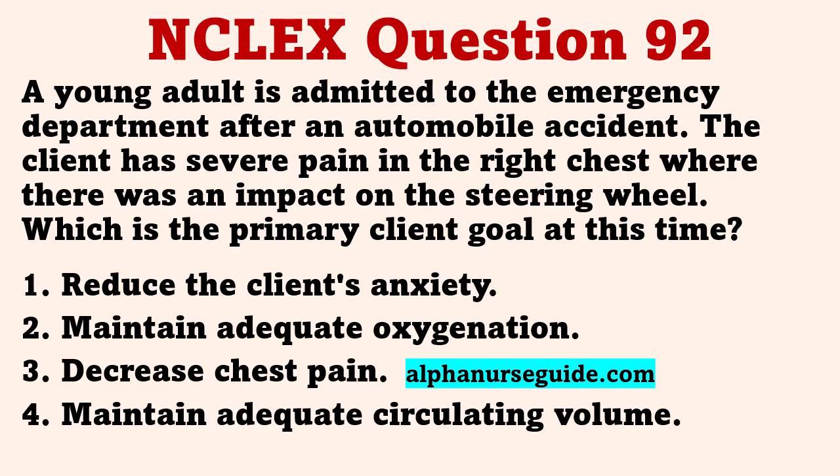The correct answer is 2. Blunt chest trauma may lead to respiratory failure, and maintenance of adequate oxygenation is a priority for the client. Decreasing the client's anxiety is related to maintaining effective respirations and oxygenation. Although pain is distressing to the client and can increase anxiety and decrease respiratory effectiveness, pain control is secondary to maintaining oxygenation. Maintaining adequate circulatory volume is also secondary to maintaining adequate oxygenation.